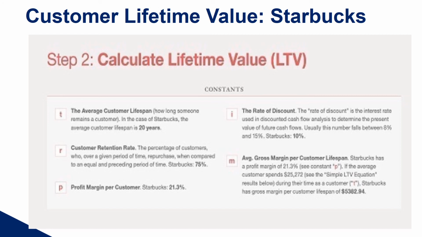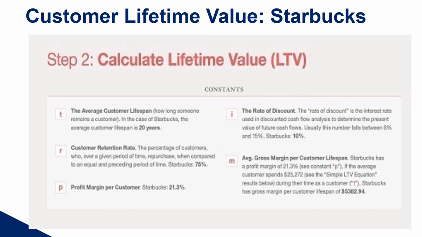Then there's other metrics to look at as well: customer retention rate, profit margin, rate of discount, average gross margin. So perhaps you want to look at profit margin as well. On average, every cup of coffee or every drink that they buy is around 21.3% margin per customer. We'll take that 21.3% of $24 a week, right? Let me do the calculation right now on my phone. $24 times 21.3%. On average, it's about $5. So they're making about a $5 profit on average per customer per week.